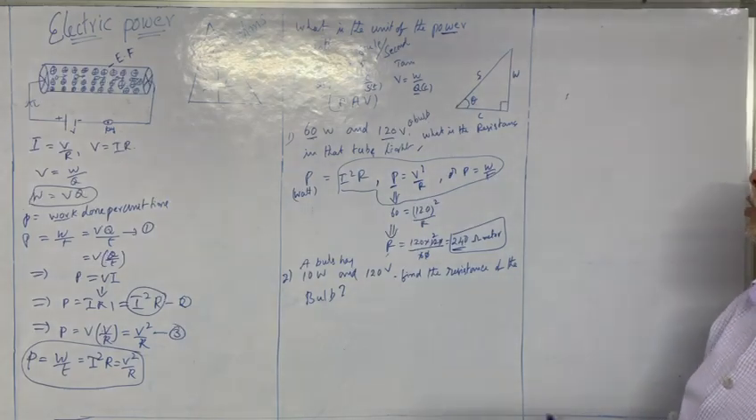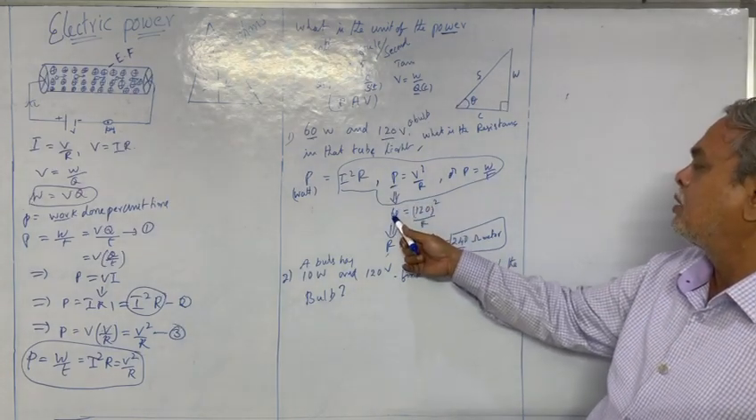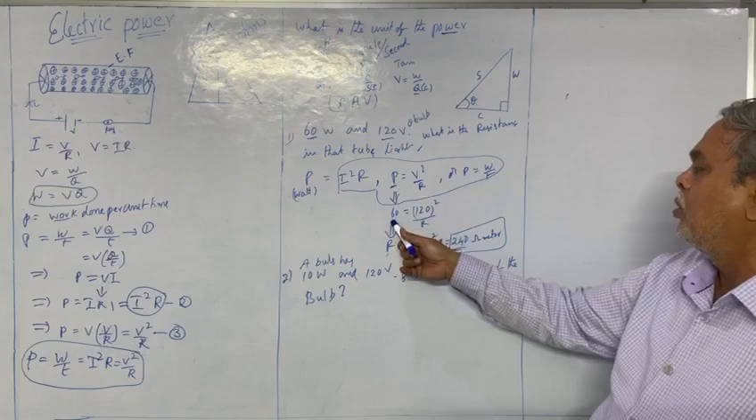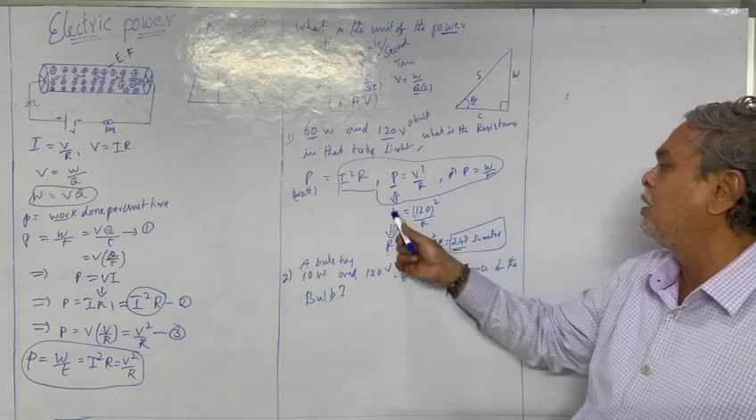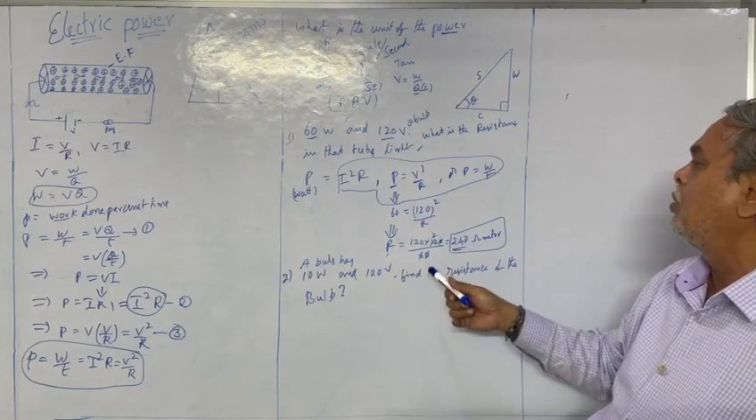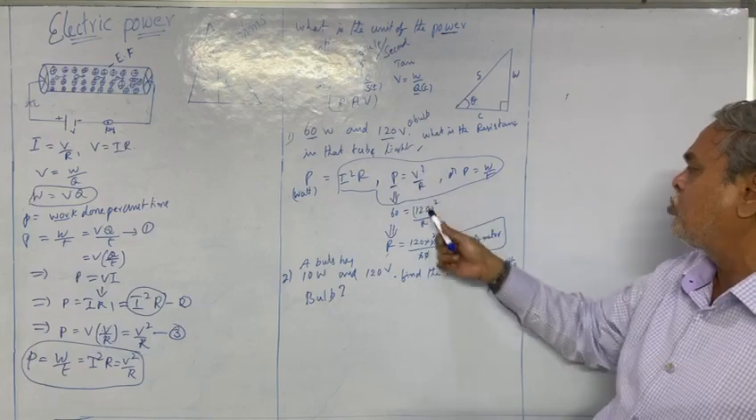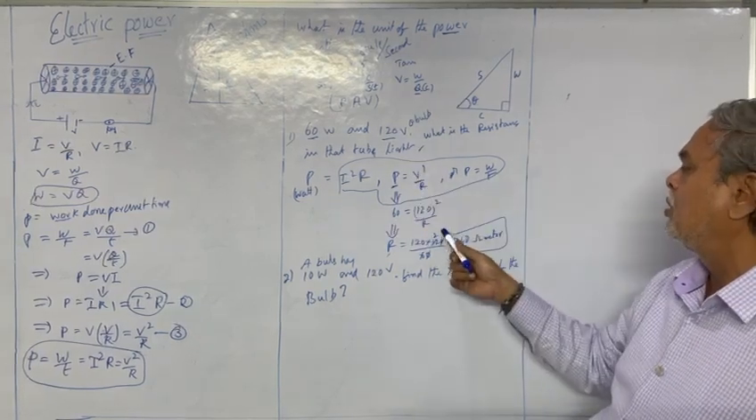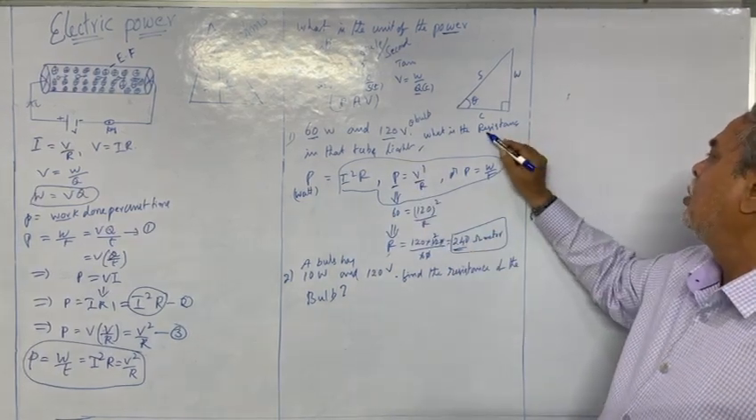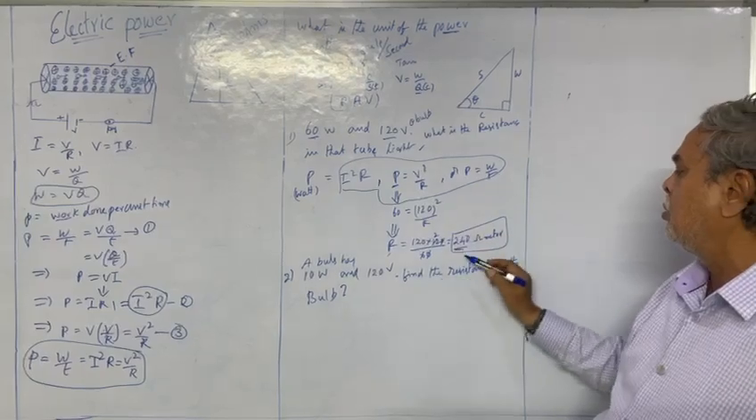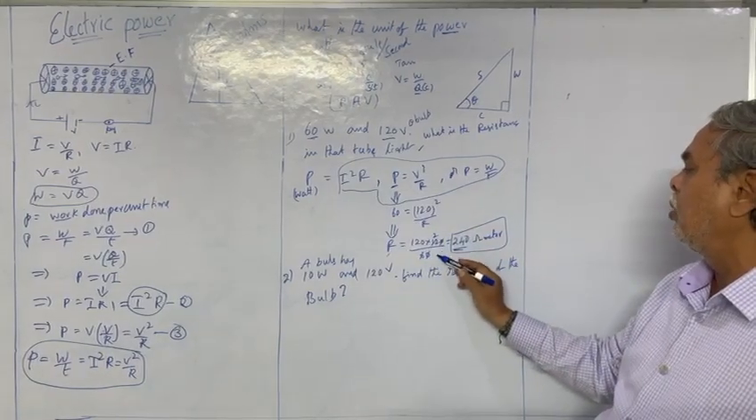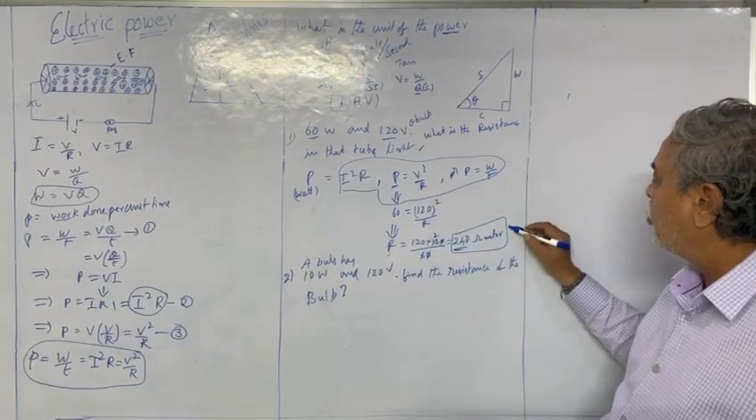Here what is given? P is measured in wattage. 60 watts is given here. 60 watts is equal to, what is the formula here? We have V square by R. Voltage is given, that's why we have been asked resistance. R is equal to 120 into 120 by 60, which is equal to 240 ohm.